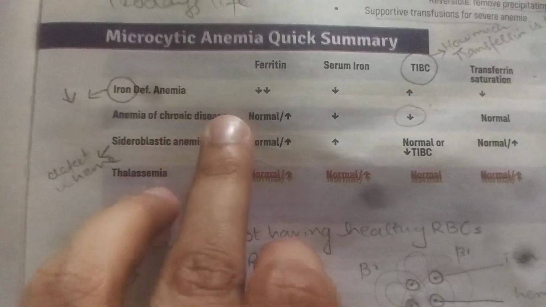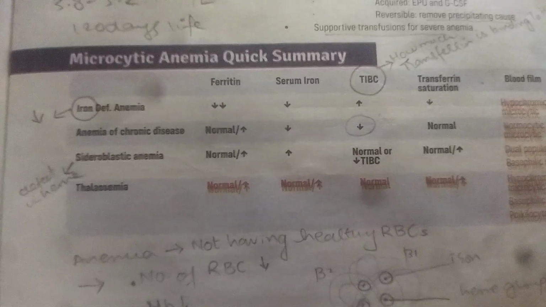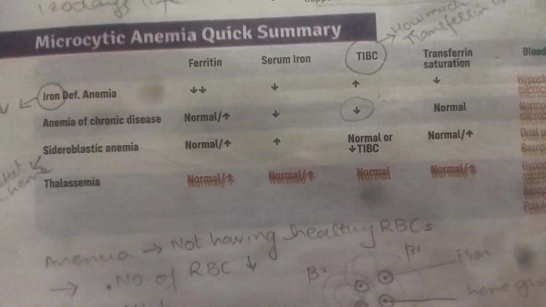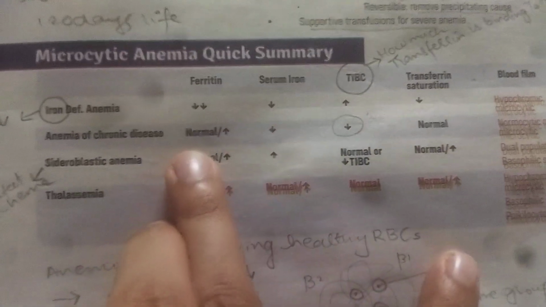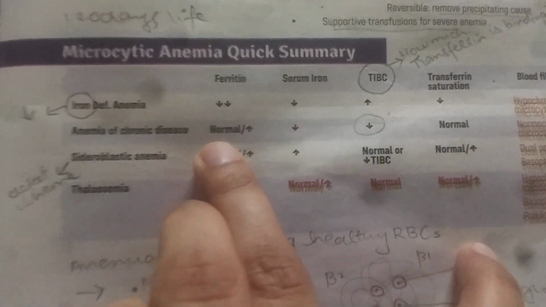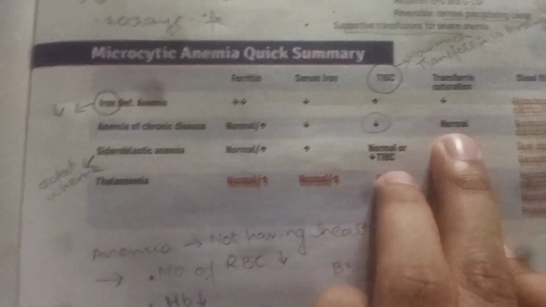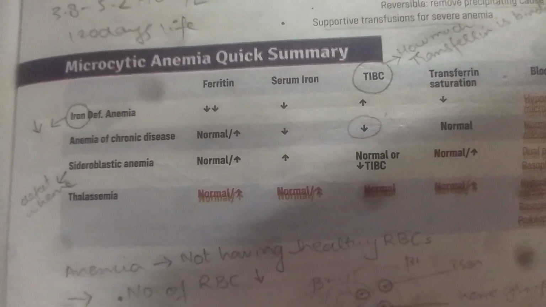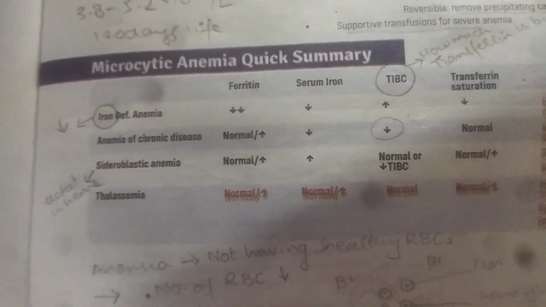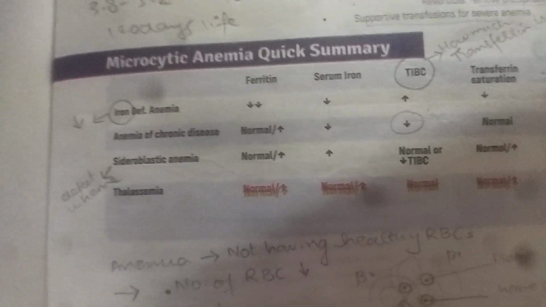Second point is anemia of chronic disease. A lot of people have confusion about anemia of chronic disease. In anemia of chronic disease, the serum iron is low, the ferritin is normal or maybe increased, TIBC is decreased, and transferrin saturation is normal. So how are you going to retain this? First you have to be clear about anemia of chronic disease.